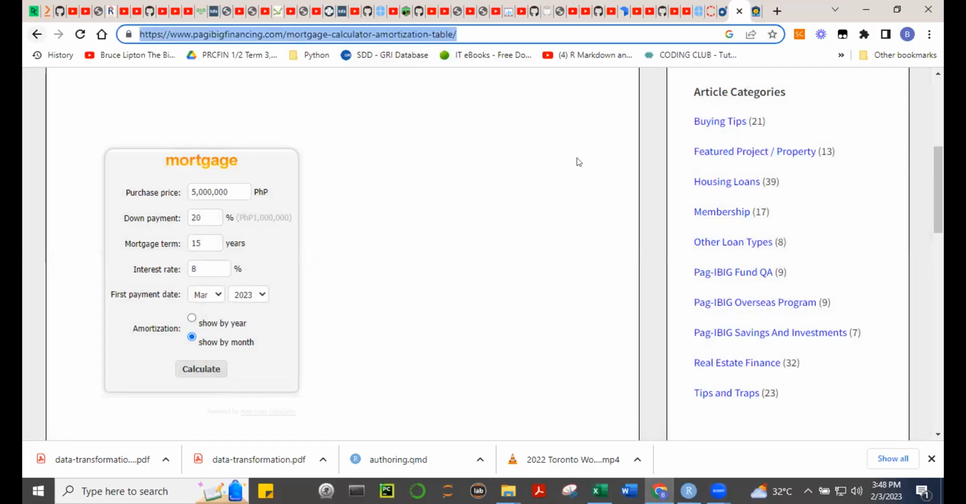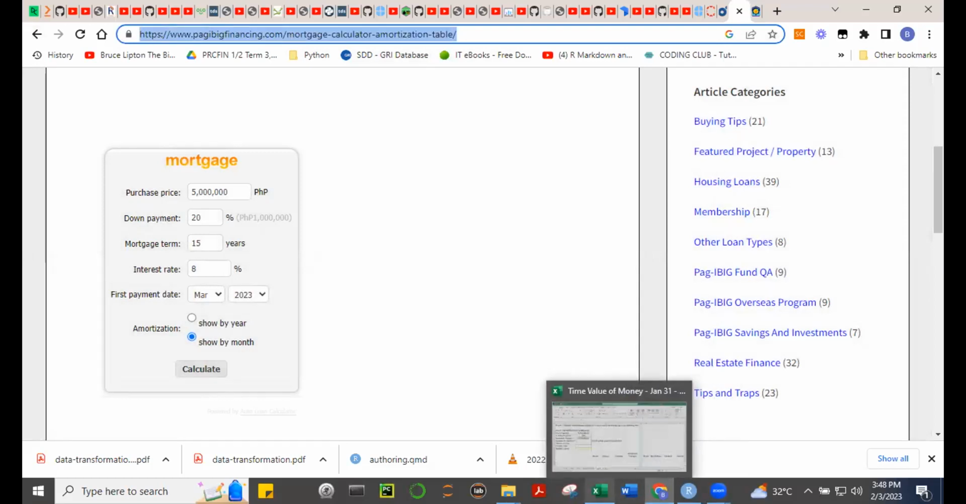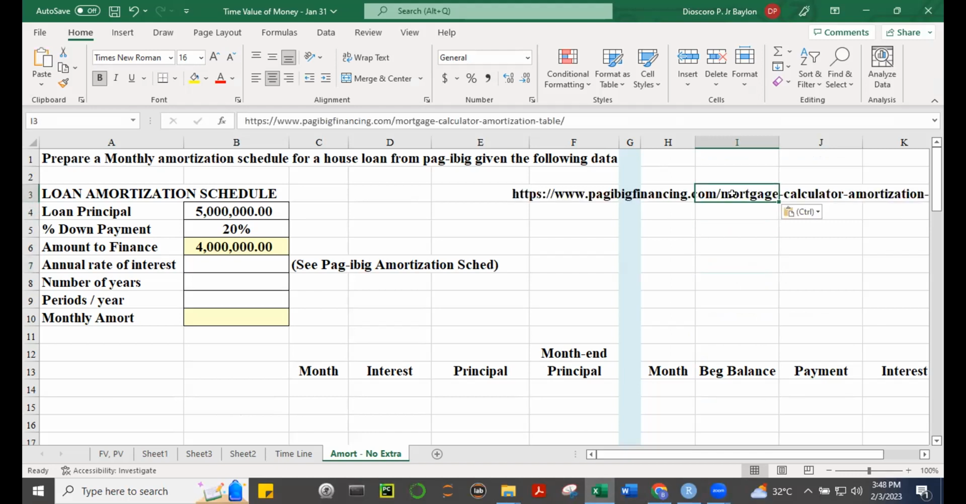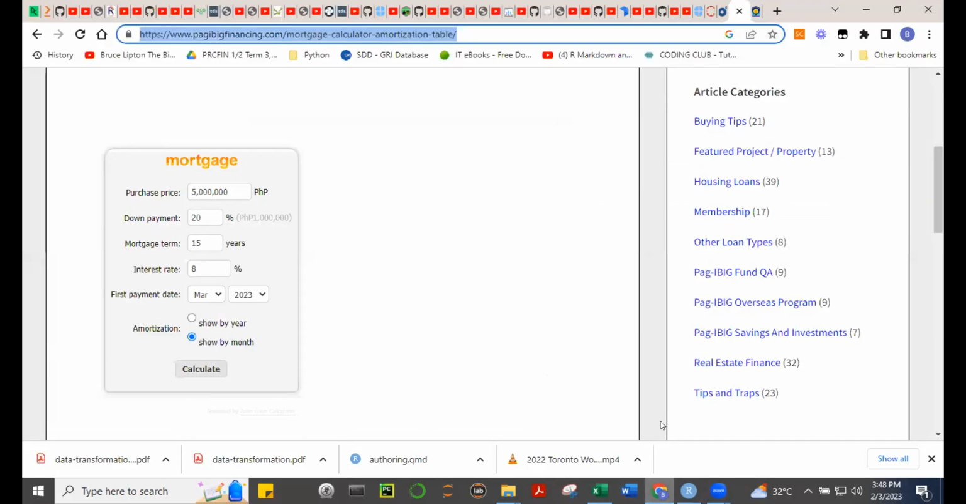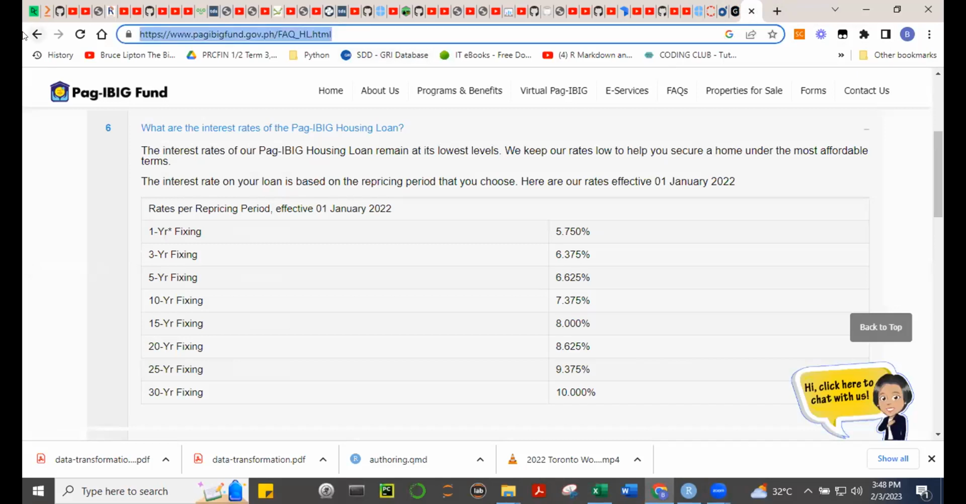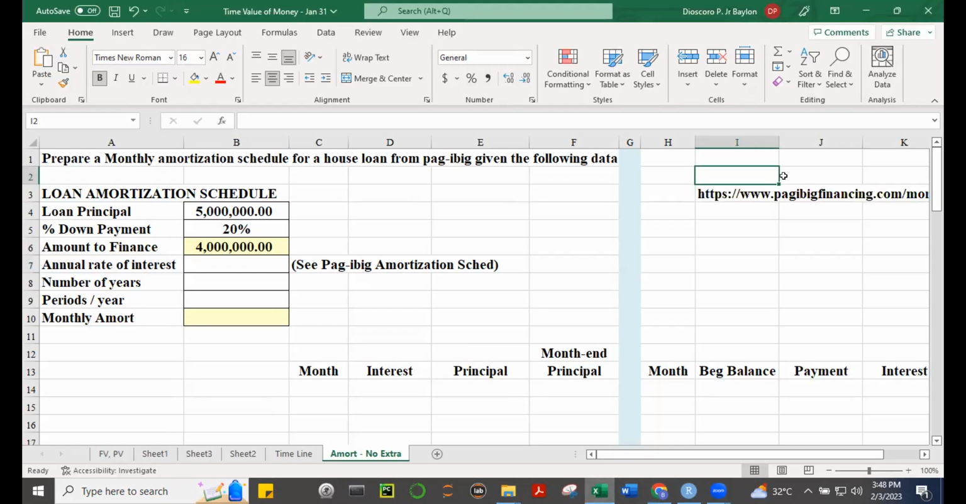Let's copy this table, Control C. We have that reference, Control V. And then also this other site, the frequently asked questions, Control C, Control V. Just in case you don't have it, I'm going to share it in the chat box below.